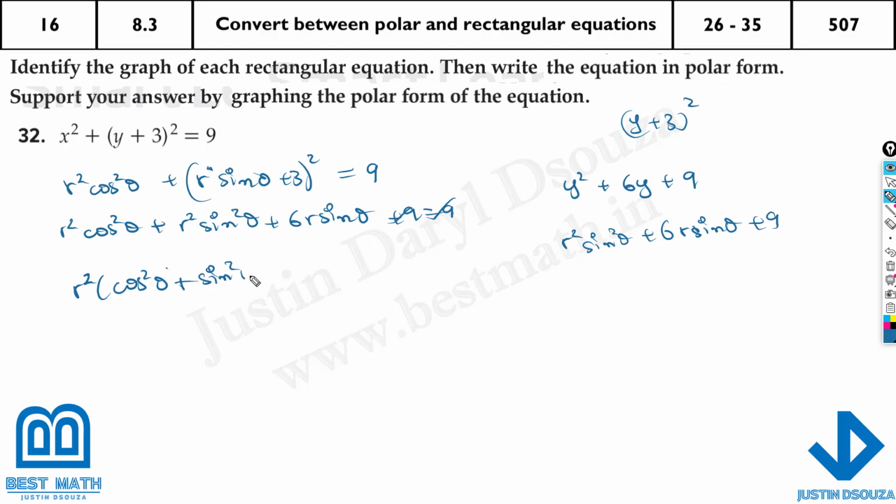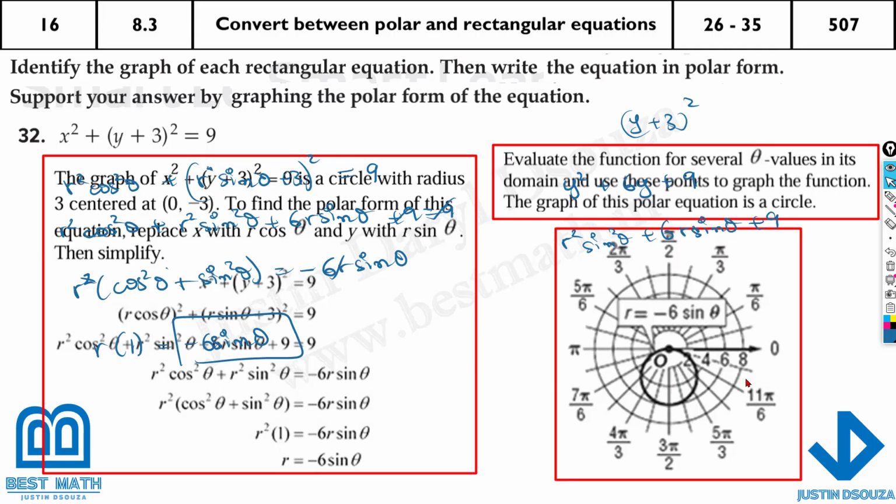Plus sine squared theta. This will be equal to the 6r to the other side, minus 6r sine theta. R and r squared cancels off. It's r times 1 is equal to minus 6 sine theta. So this is the final answer. You can just write r is equal to minus 6 sine theta. That's a circle. Over here we go, and this is the answer. So minus 6 means it'll be having a total distance of 6, the diameter, and here it goes downwards.